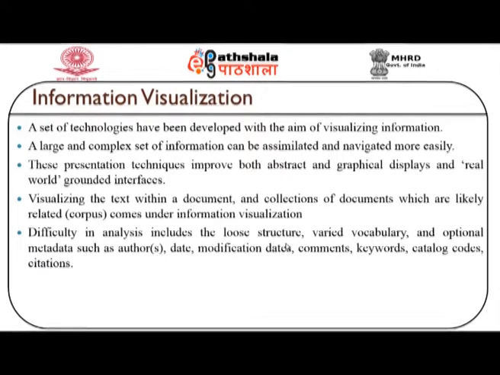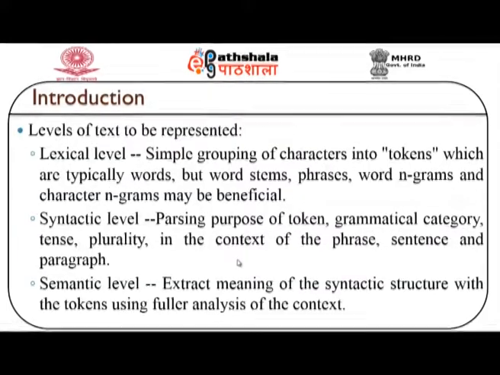of information visualization. There is a difficulty in the analysis of this kind of text visualization, which includes the loose structure of the text, the varied vocabulary associated with the language of the text, and the optional metadata such as the author, date, modification date, comments, keywords, catalog codes, citations, etc. These are certain attributes associated with the text, and there is difficulty in analyzing that kind of metadata associated with the text as such.